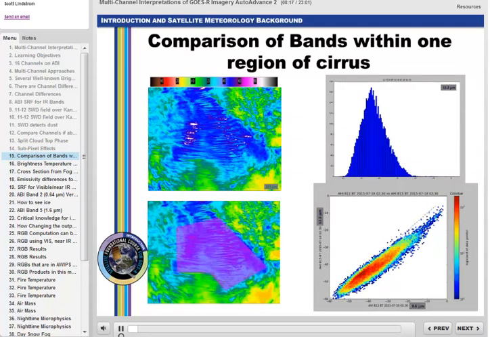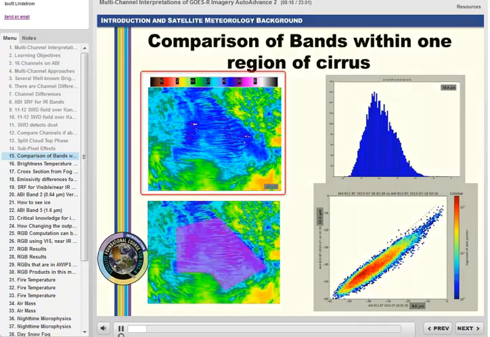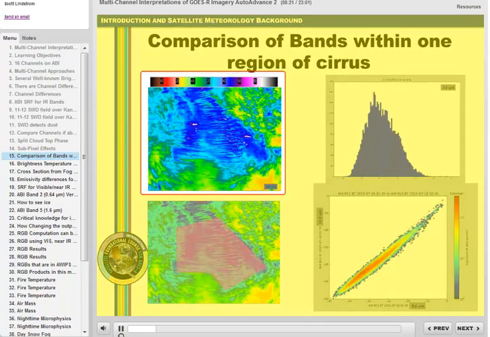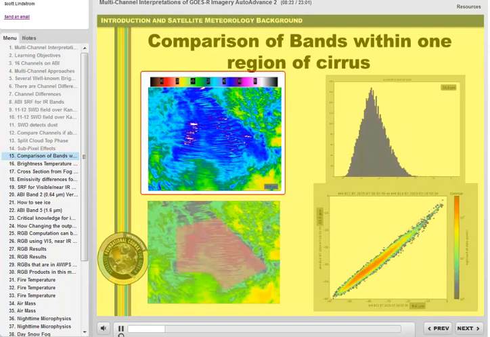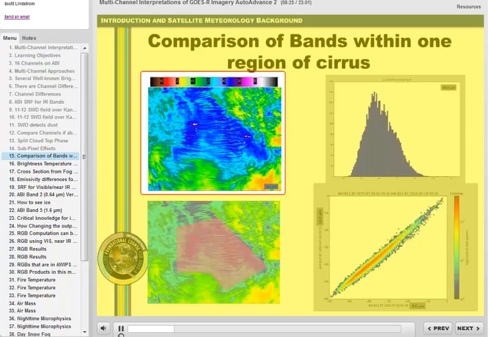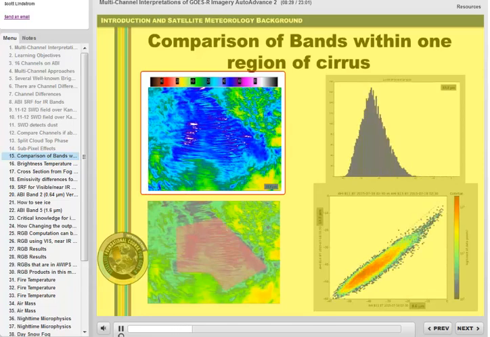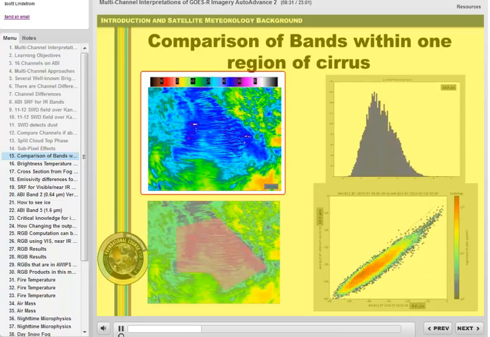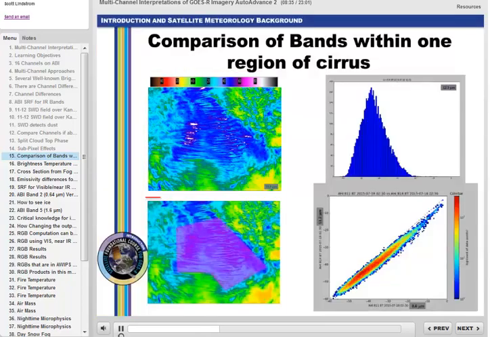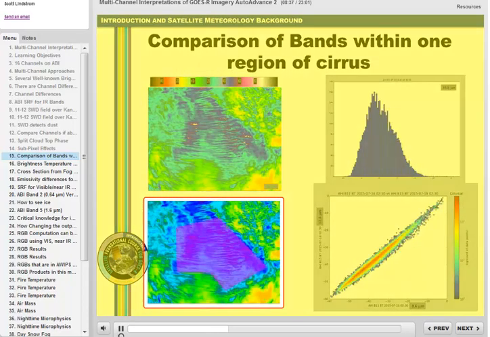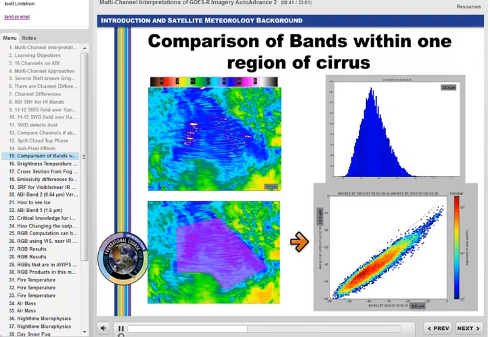Several plots on this page document subpixel effects. 4 window channels are shown on the upper left, and you can see that detected temperatures cool for this thin cirrus as the wavelength of the observation increases. Longer wavelength detectors are more sensitive than shorter wavelength detectors to the colder parts of a pixel. That's the subpixel effect. The figure in the bottom left shows a shaded region from which points are extracted for the figures on the right.